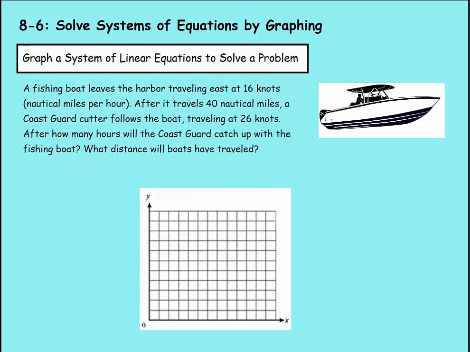So let's solve a real-world problem first. It says a fishing boat leaves the harbor traveling 16 knots, or nautical miles per hour. After it travels 40 nautical miles, a Coast Guard cutter follows the boat, traveling at 26 knots. After how many hours will the Coast Guard catch up with the fishing boat? What distance will the boats have traveled?